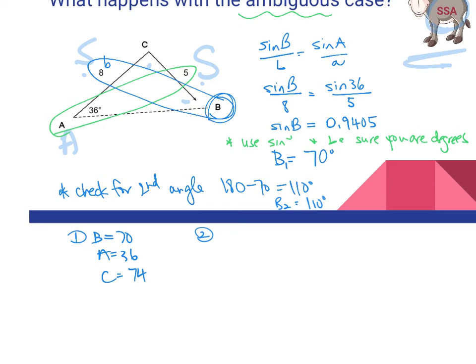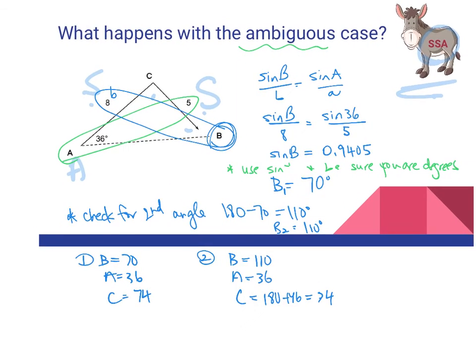In triangle 2, our B could be 110. We know the A is 36, and we just have to ask ourselves if there's enough left over to make a full triangle. So 110 plus 36 is 146, and 180 minus 146 is 34. So yes, a second triangle is possible. So in this particular case, we know that two triangles are possible.